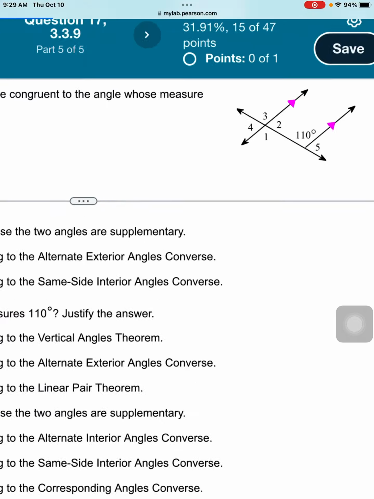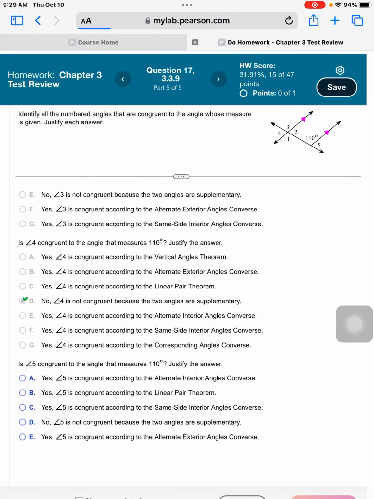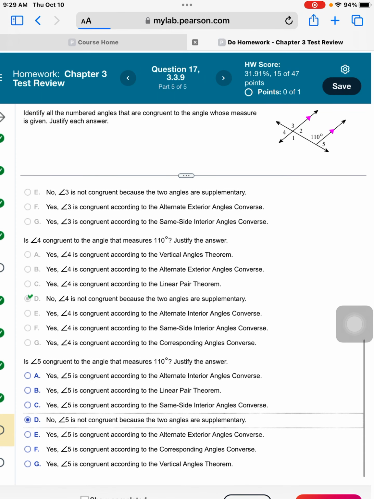Angle 5? No, 110 and 5 are not congruent. They're what? Supplementary because of the linear pair theorem. So no.